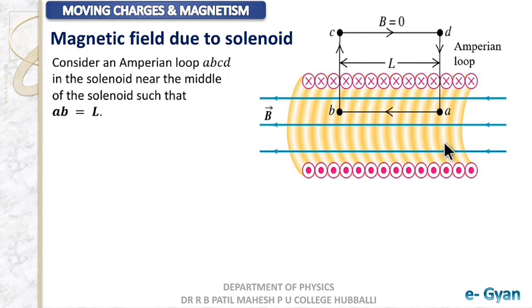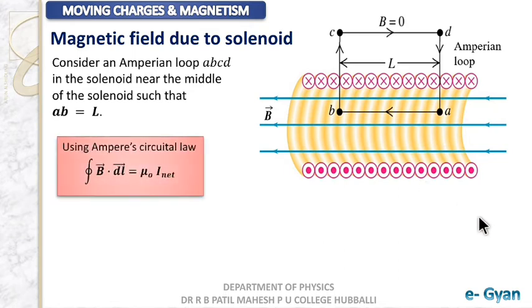So what shall we do is we'll use this Amperean loop to find out what is the magnetic field inside the solenoid. To do that, we shall use Ampere's circuital law. Ampere's circuital law is line integral B dot dl equals to mu naught I net. So let us try to begin here by trying to take the line integral B dot dl over this Amperean loop A, B, C, D.